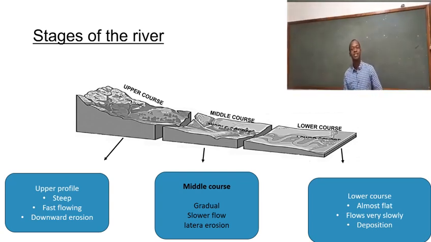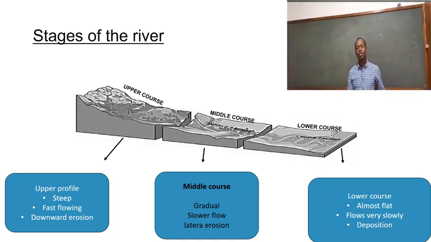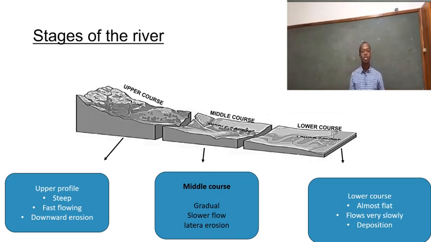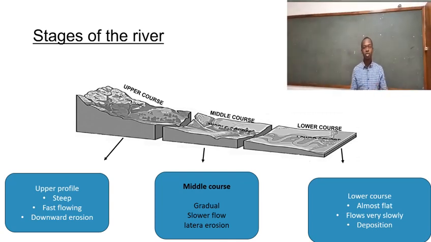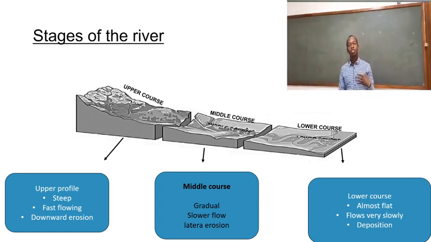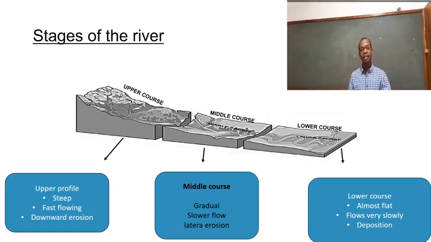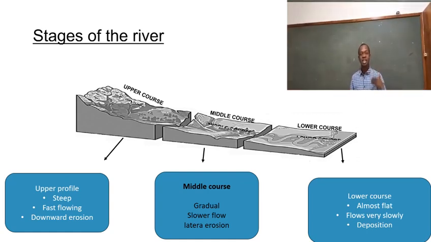Okay guys, so this slide is showing you exactly how the stages are connected to one another. It shows you very clearly that the first stage, which is the upper course, is the source of the river. The middle course is where most of the widening and deepening happens. And onwards, it goes to the mouth of the river. That's where the river meets the ocean and deposition takes place.